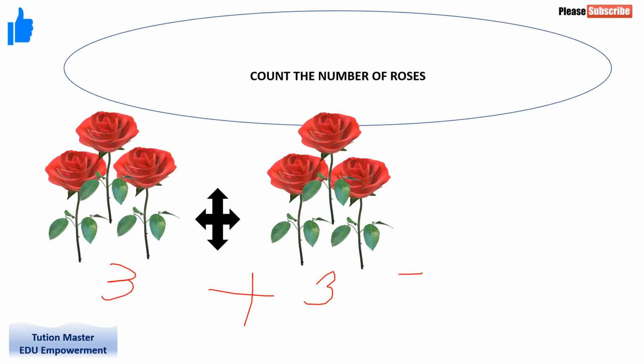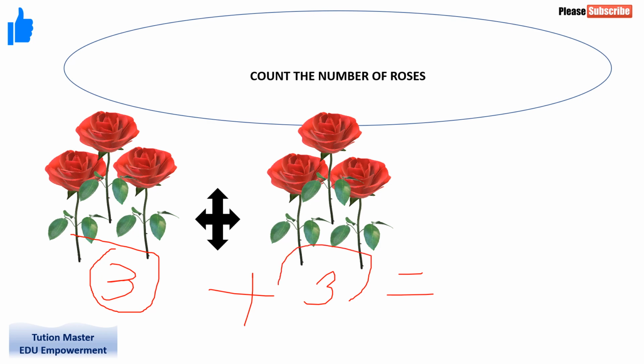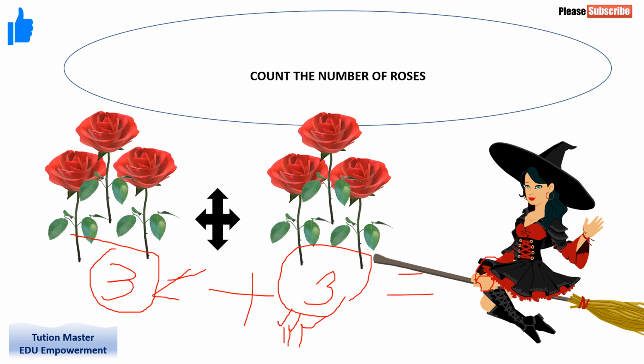So what is the count? 3 plus 3. So how are we going to count? Just keep this 3 in mind. Show 3 fingers in your hand and count. After 3, let us count the rest of the 3 numbers. After 3 it is 4, 5 and 6. So the total number of roses over here is 6, right? Okay, got it.